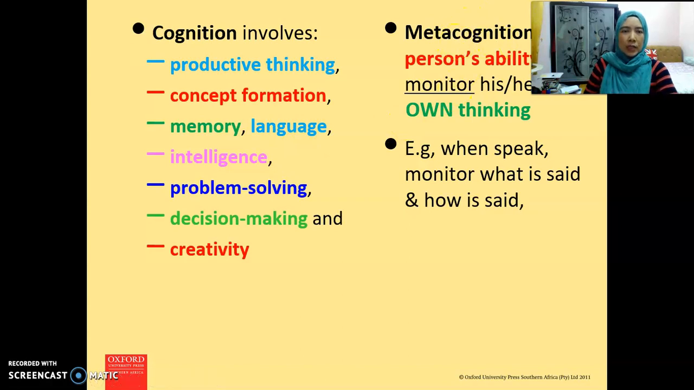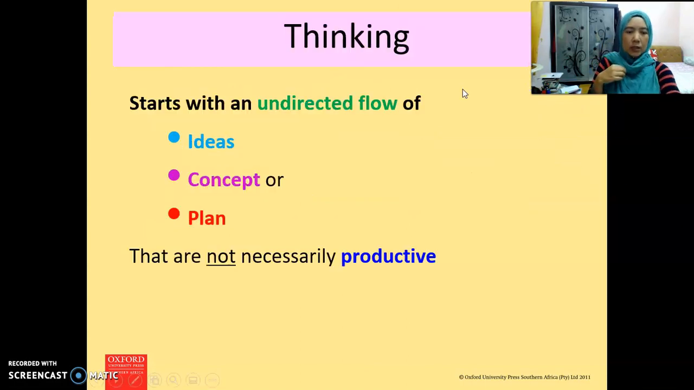So metacognition is a person's ability to monitor his or her own thinking. So we have the ability to monitor our own thinking. For example, while we are thinking, we can monitor whether we should say something that is not good to someone. Even though we want to say something not good to someone, because we know it will hurt other people's feelings, we tend to monitor our own thinking. So the ability of a person to monitor our own thinking is called metacognition.